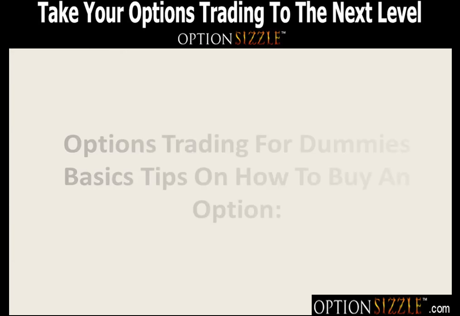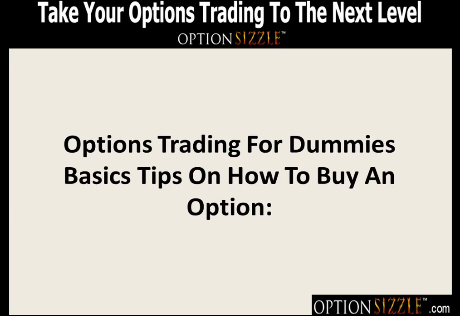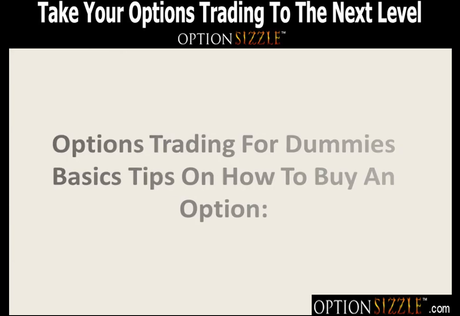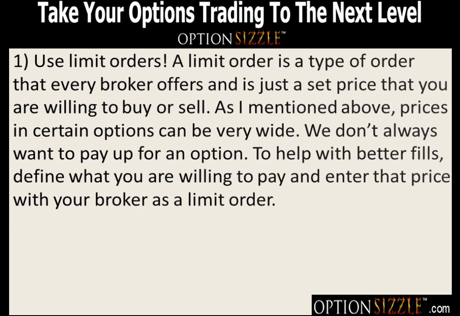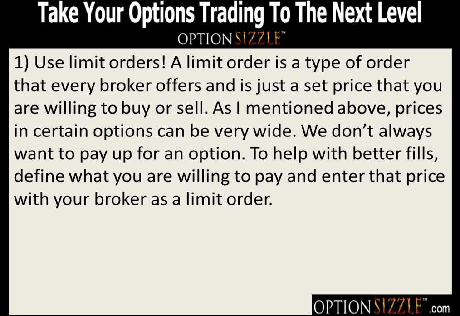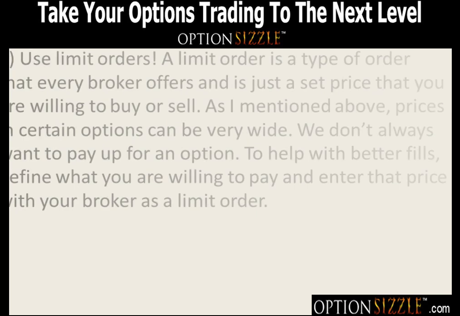Options trading for dummies. Basic tips on how to buy an option. Number 1. Use limit orders. A limit order is a type of order that every broker offers and is just a set price that you are willing to buy or sell. As I mentioned above, prices in certain options can be very wide. We don't always want to pay up for an option. To help with better fills, define what you are willing to pay and enter that price with your broker as a limit order.